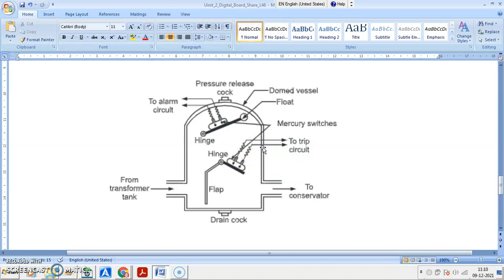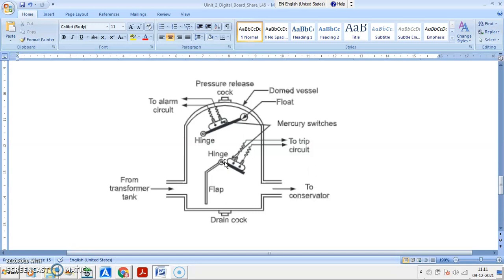Okay, the Buchholz relay protection is provided for high rating transformers, more than 500 kVA. For higher capacity transformers we normally use Buchholz relay protection. There are certain merits or advantages of this protection scheme. This is a very simple protection scheme compared to the differential protection scheme. You must have noticed. And fault detection is very fast and reliable operation is possible.